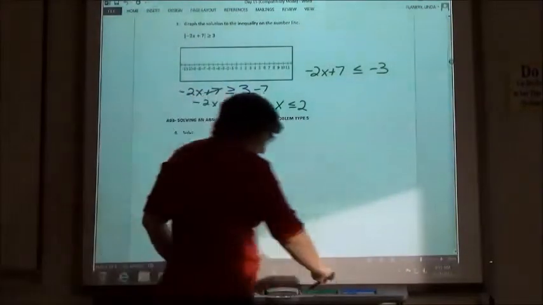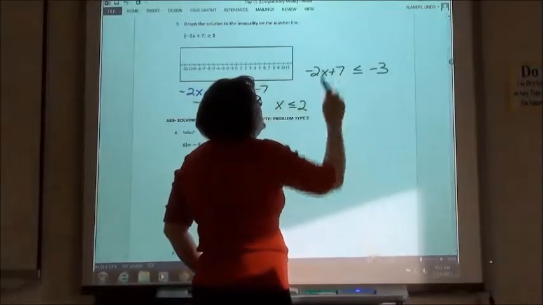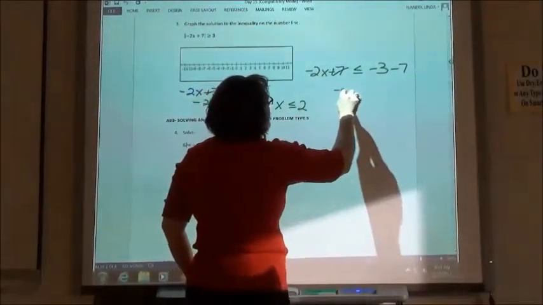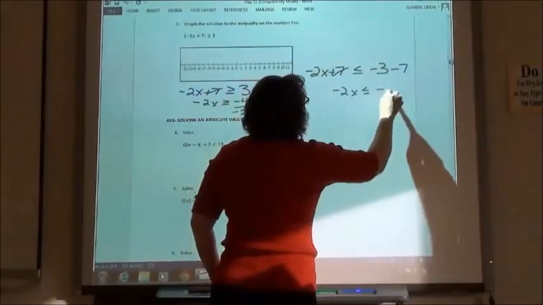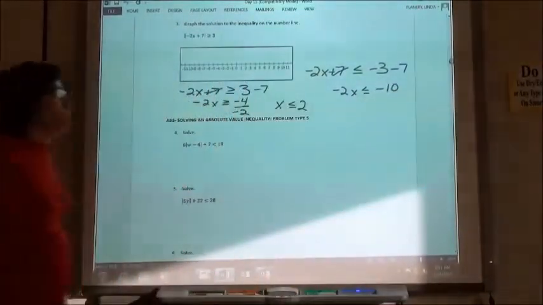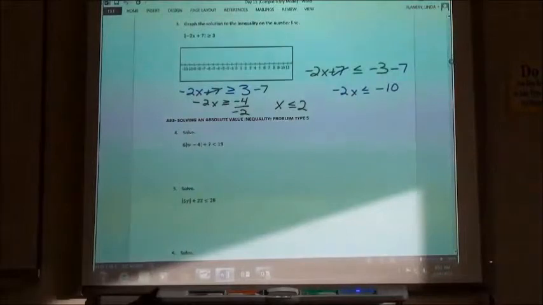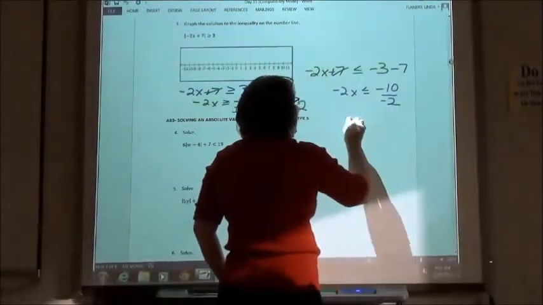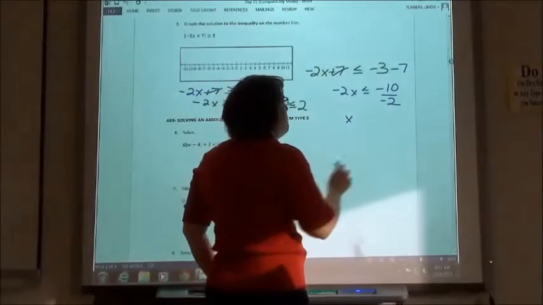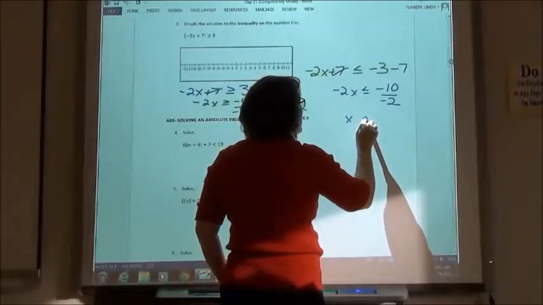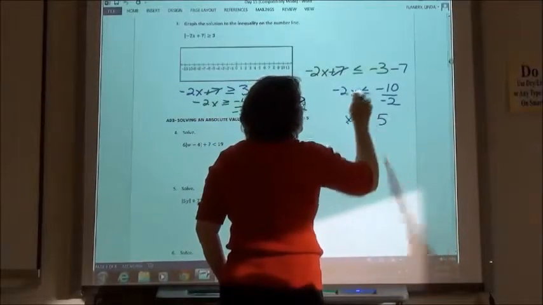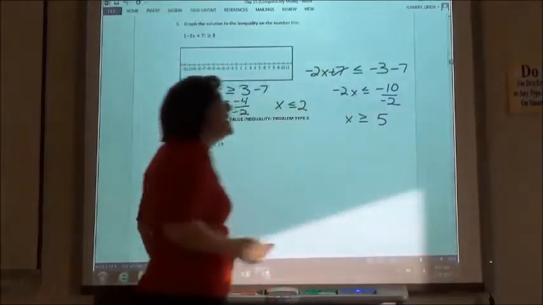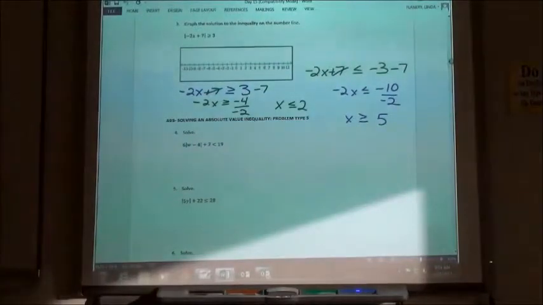Okay, on the other one, solving that, again, we're going to start by subtracting our 7. So negative 2x is less than or equal to negative 10. Divide by negative 2, and x is going to be 5, and what's my symbol? Greater than or equal to, because I divided by a negative, so I had to flip it.